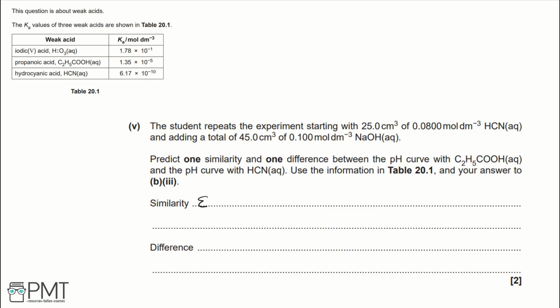A similarity would be that the end point of NaOH needed to neutralize, so that would be the volume of NaOH needed to neutralize HCN and C2H5COOH, is the same. But a difference is that HCN has a higher starting pH.